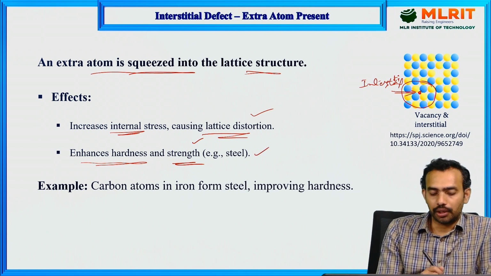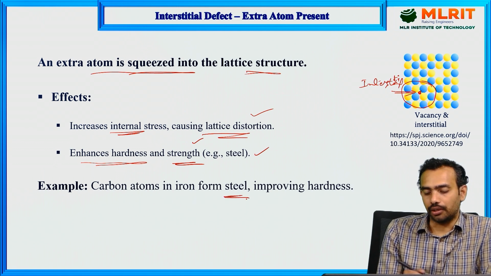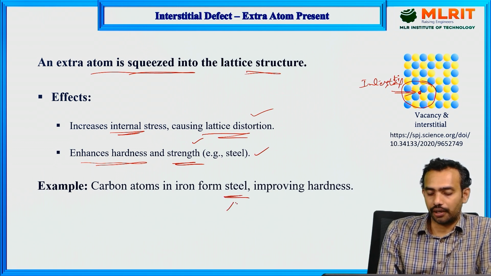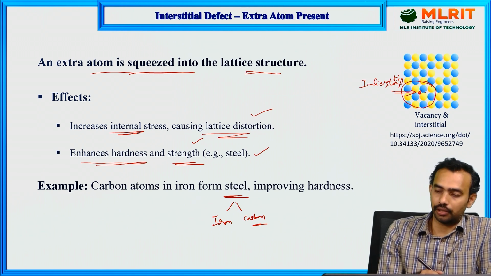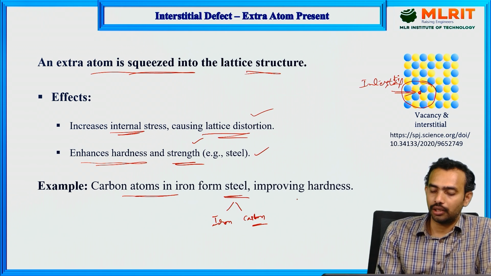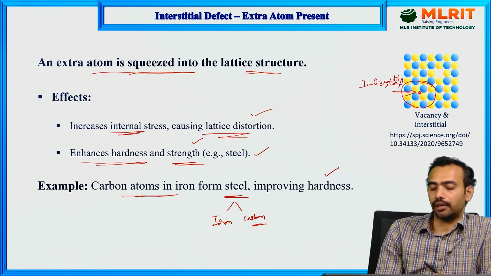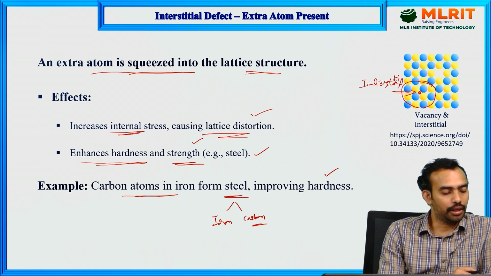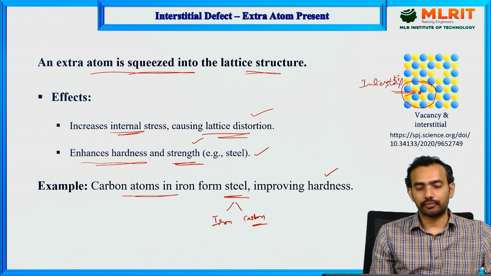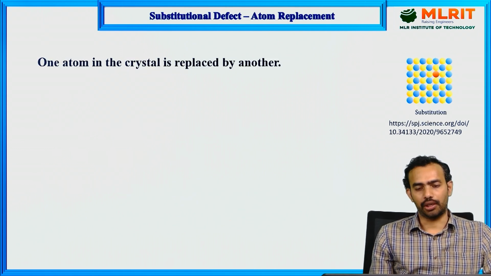One example is steel as a material. Steel is a combination of iron and carbon. In the regular arrangement of iron, carbon is added, and carbon situates in these interstitial sites. Carbon atoms in the iron form the steel, which improves the hardness. That depends on the concentration of the carbon, and we will see that in our upcoming classes. This kind of defect is called an interstitial defect.